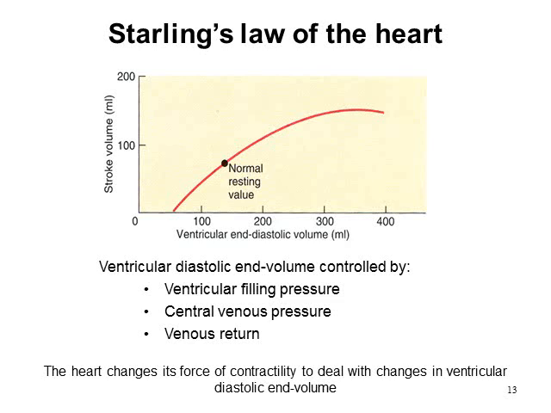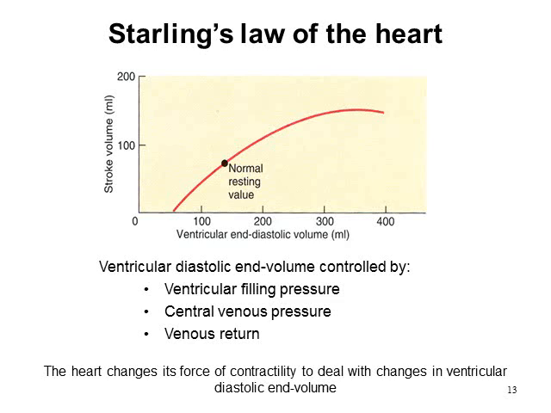If you look at the diagram, we've got stroke volume in millilitres over ventricular end diastolic volume. For any given increase in ventricular end diastolic volume, you would expect to see an increase in stroke volume. The resting value is shown there, and it's probably around about the 120. The heart will change its force of contractility to deal with changes in ventricular end diastolic volume.